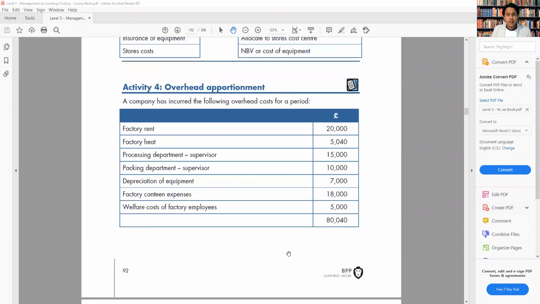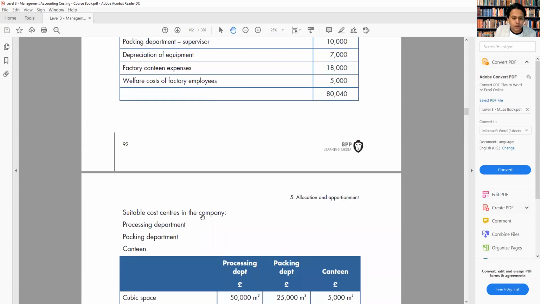Activity 4. In activity 4, we have a few overheads here. Overhead apportionment. A company has incurred the following overhead cost for a period. We have a factory rent, factory heat, processing department supervisor. We can see this basically belongs to processing department. The question said very clearly processing. Packing department supervisor. So this belongs to packing. Depreciation of equipment, factory canteen expense, welfare cost of factory employees. Very good. So we have all this overhead cost.